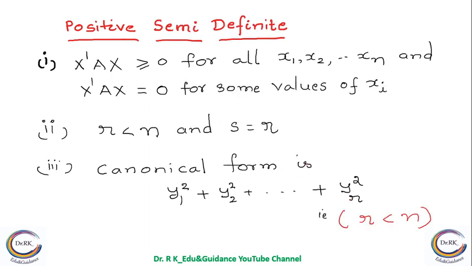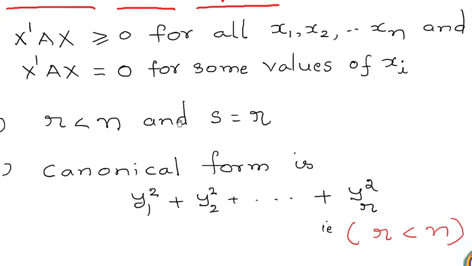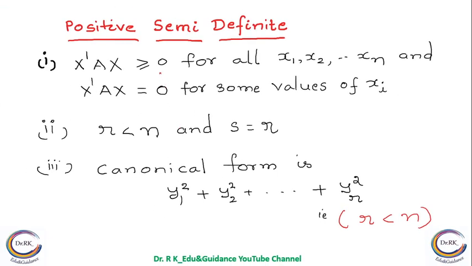So next is positive semi-definite. Whenever x transpose A x is greater than or equal to 0, the same condition as definite. But here the second condition is different: x transpose A x equal to 0 for some values of x, not necessarily x1 equal to 0, x2 equal to 0, and so on, xn equal to 0. Any of the values of x1, x2, so on, xn.